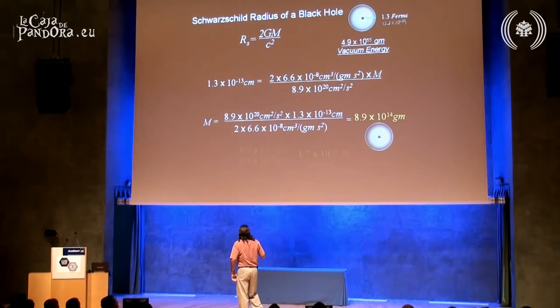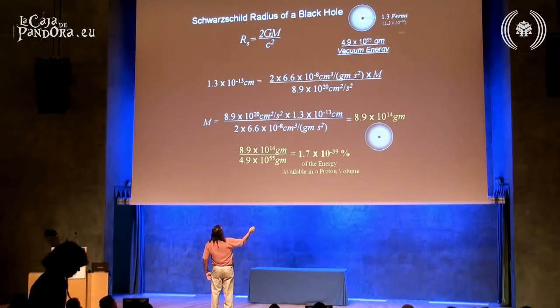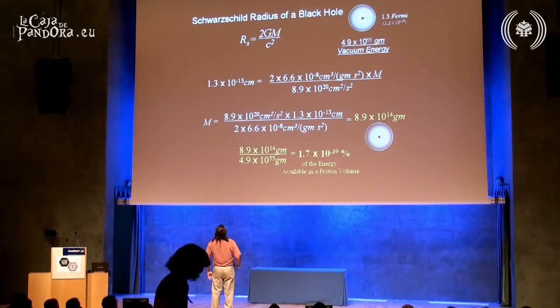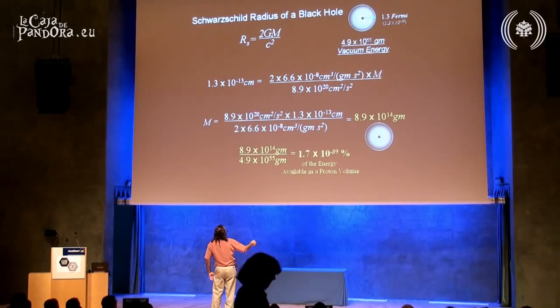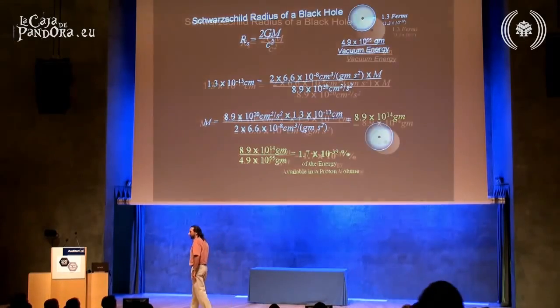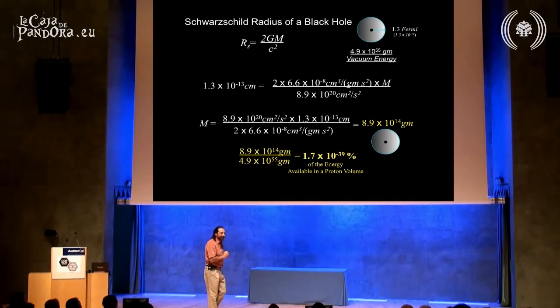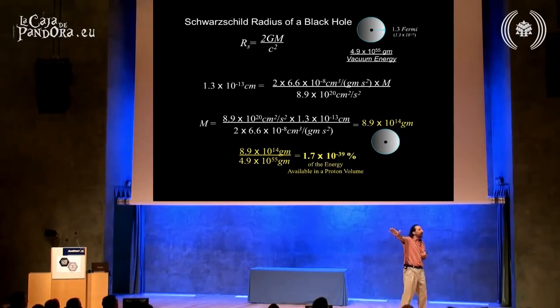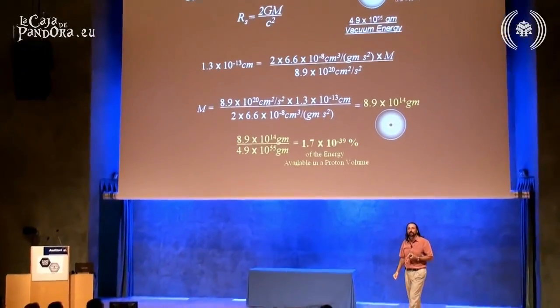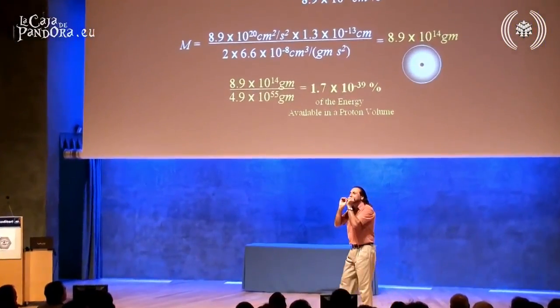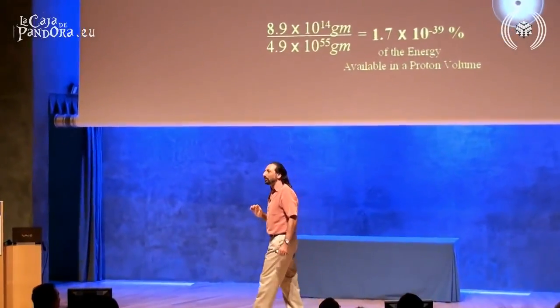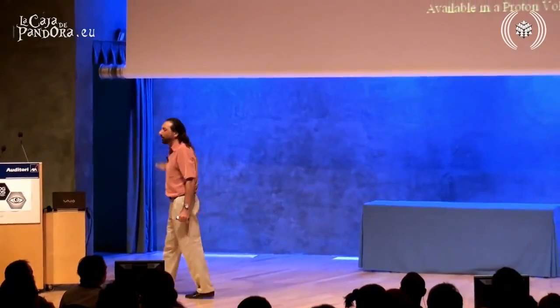And now I can calculate how much of the 10 to the 55th gram that's inside the proton I used to make it a black hole. The percentage is 10 to the minus 39%. A very, very teeny weeny little amount of the vacuum becomes coherent to produce all of the atoms in our universe. A very teeny weeny amount to produce all of the material world.